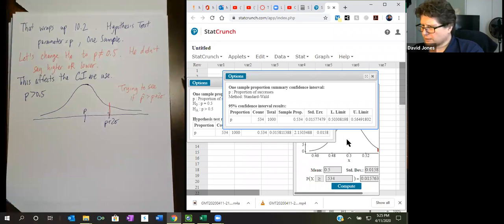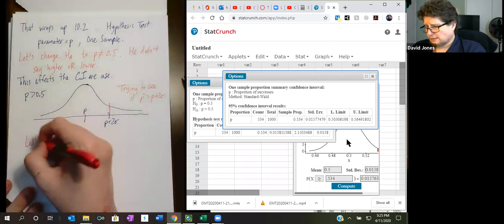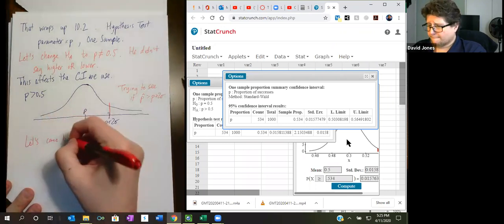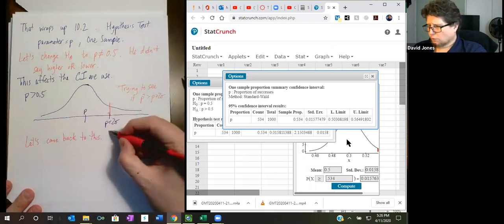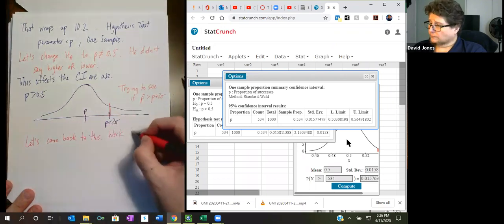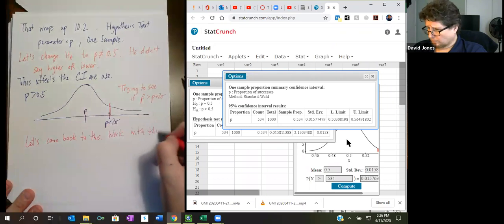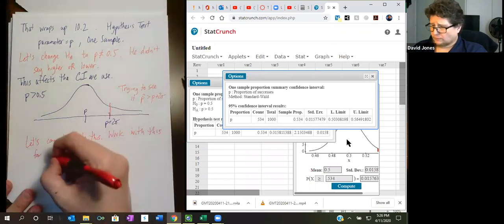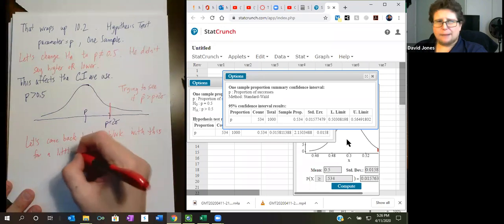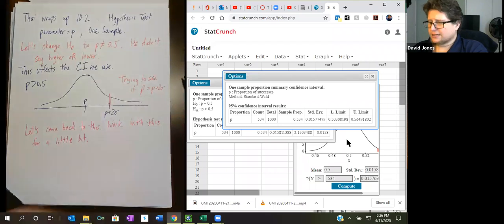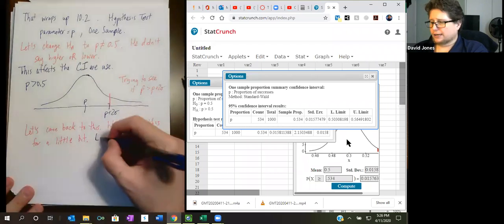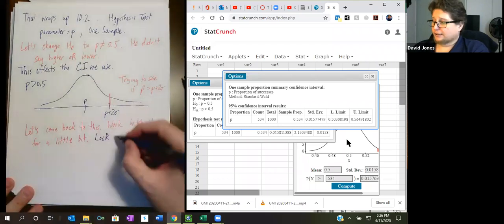Actually, I want to explore this a little bit more later. I don't think you guys are ready for this part yet. Let's come back to this. Work with this for a little bit, get the hypothesis tests down, lock down the steps of the hypothesis test, and then we'll start looking at comparing it to CI.